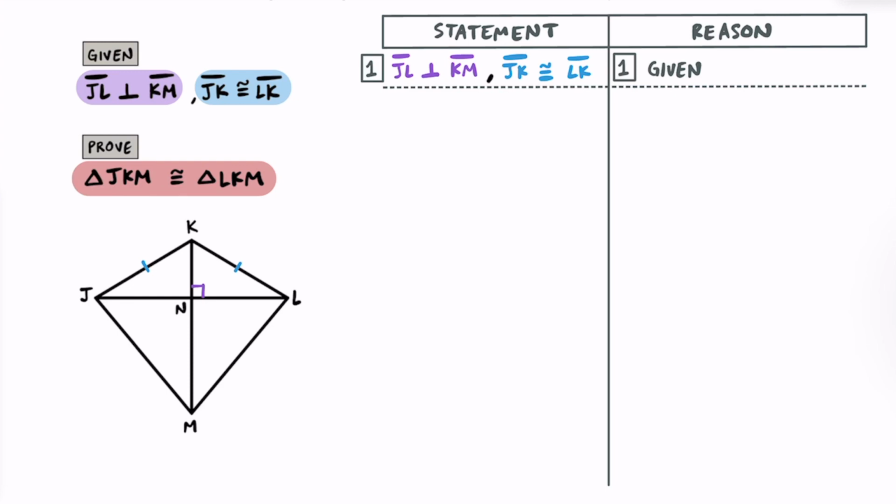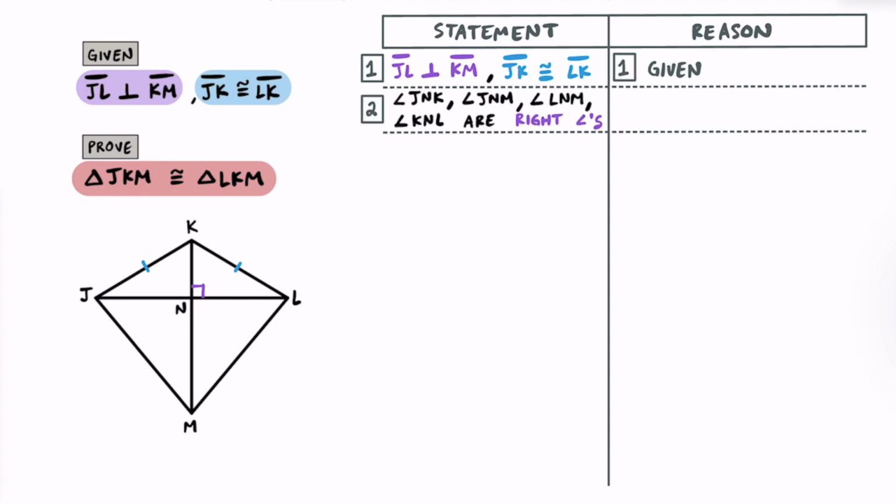And what I think we should do first here is use the fact that these two segments are perpendicular and establish which angles are right angles. Because these two segments are perpendicular, we know that angle JNK, which is going to be right over here, is going to be a right angle. Also this JNM, right over here, is also going to be a right angle.